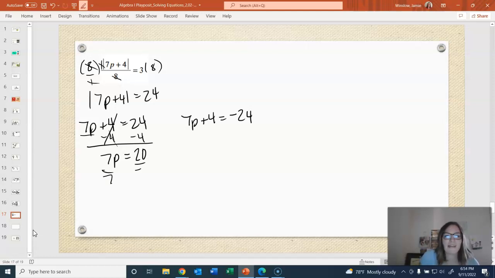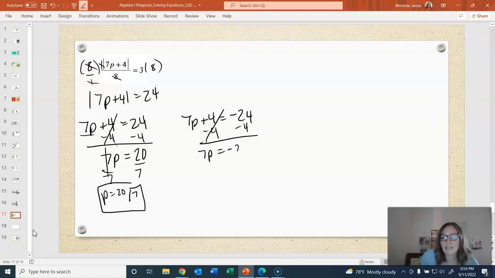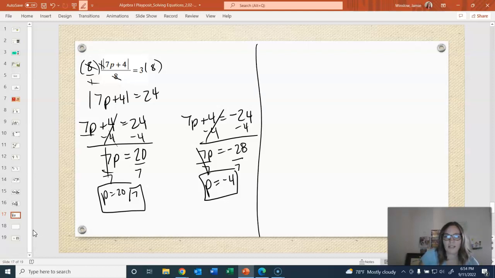Minus 4. Okay, let's divide by 7. P equals 20 over 7. Okie doke. Now the next equation, we'll subtract 4 from both sides. Negative 28. And that's negative 4. I wonder if in these cases you always get like one whole number and one fraction. I wonder if that's a thing. Should look that up. All right, we're going to plug it into the original equation.